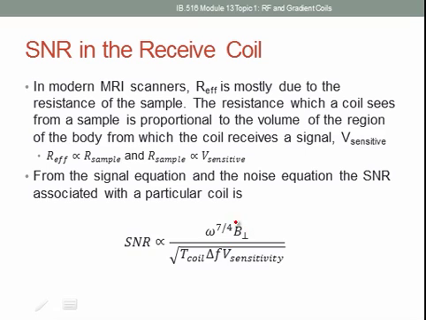Also, as the magnitude of the magnetic field that the receive coil can generate in the transverse plane goes up, our SNR goes up. As the temperature of our coil goes down, the SNR goes up. As the bandwidth goes down, our SNR goes up. Okay, as V sensitive goes down, our SNR goes up.